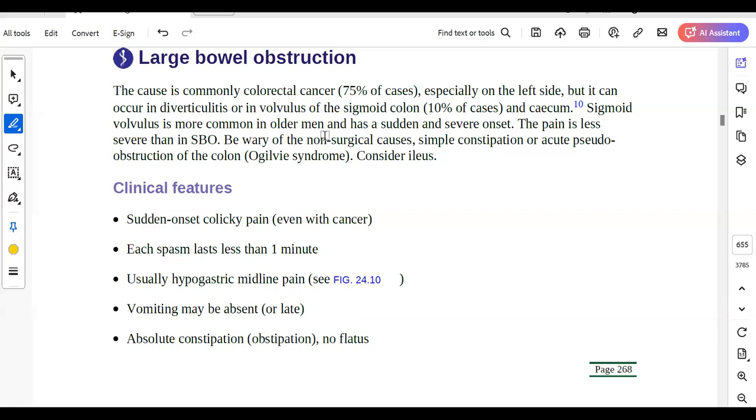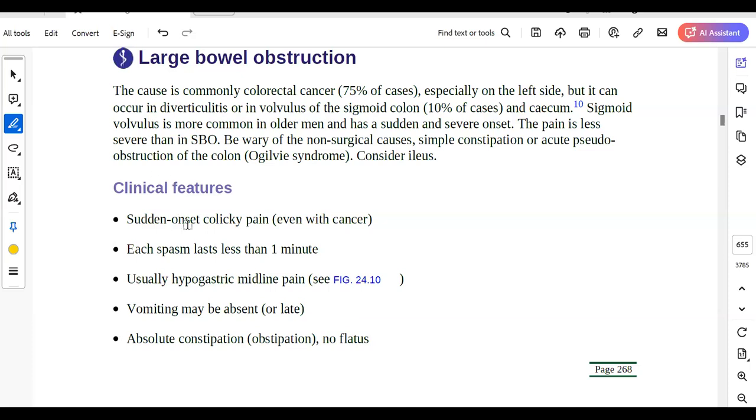Next, large bowel obstruction. As I said, patients with large bowel obstruction start with absolute constipation and abdominal distension first, and then they start to get abdominal pain and vomiting. So vomiting is the last thing large bowel obstruction will get.